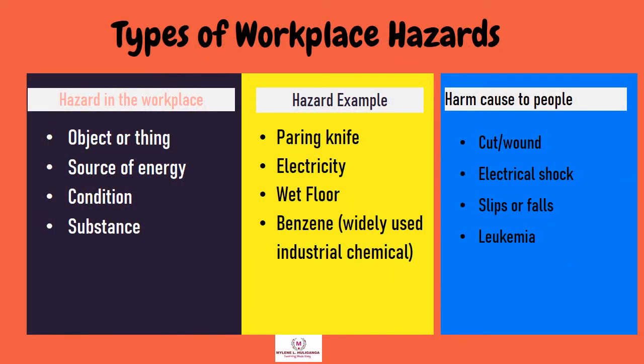This table shows hazards in the workplace, hazard examples, and the harm that can be caused to people. For the object or thing, an example of this is the paring knife, which can cause cut or wound. For the source of energy, for example, electricity, which can cause electric shock. And for the condition, for example, wet floor, which can cause slips or falls. And for the substance, benzene, which is widely used in industrial chemicals, which can cause leukemia.